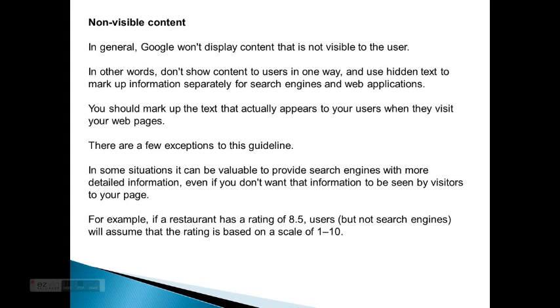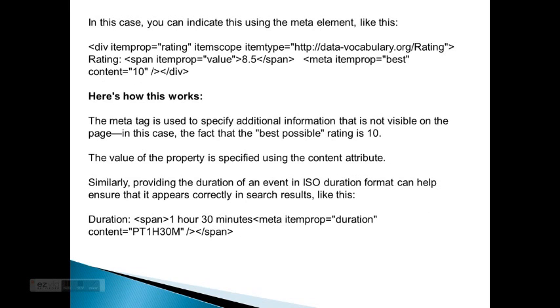For example, if a restaurant has a rating of 8.5, users do not need the best possible rating, but search engines do. So in this case, you can indicate it using the meta element like this. Div itemprop equals rating, itemscope, itemtype, URL Rating, rating span itemprop equals value 8.5, and then meta itemprop best content 10. So here's how that works. The meta tag is used to specify additional information that is not visible on the page, in this case the fact that the best possible rating is 10.